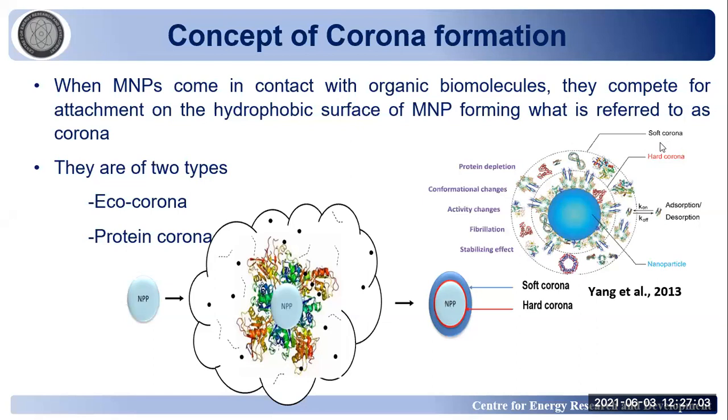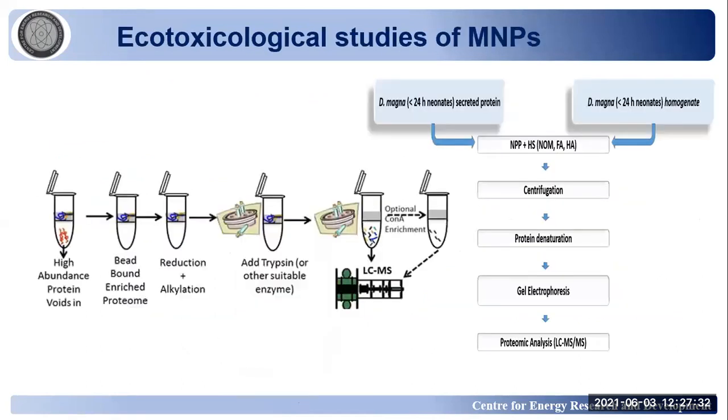Then we have what we call the soft corona and the hard corona. The soft corona is the one that can easily be detached from the surface of the particle and be replaced by another. But the hard corona is referred to as the fingerprint on the particle; once it's attached, it's difficult to remove from the surface of the particle. And this can be used to estimate or predict the toxicity that such particles can pose to organisms.